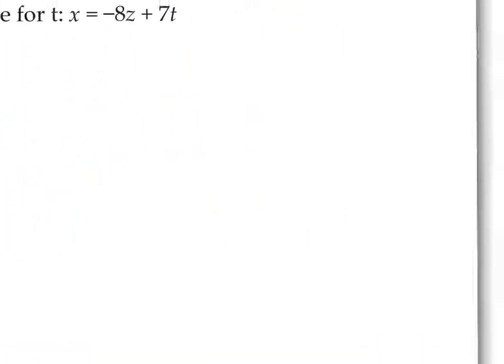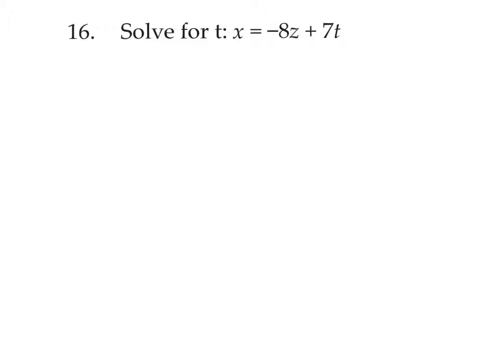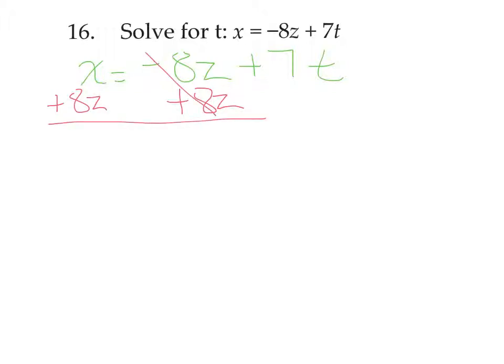All right, number 16. Oh, there we go. It's a literal equation. So we have x equals negative 8z plus 7t, and the directions ask us to solve for t. So we're just going to isolate this t. To do that, we have to first add 8z to both sides. So that will cancel on the right, and we'll be left with just 7t.